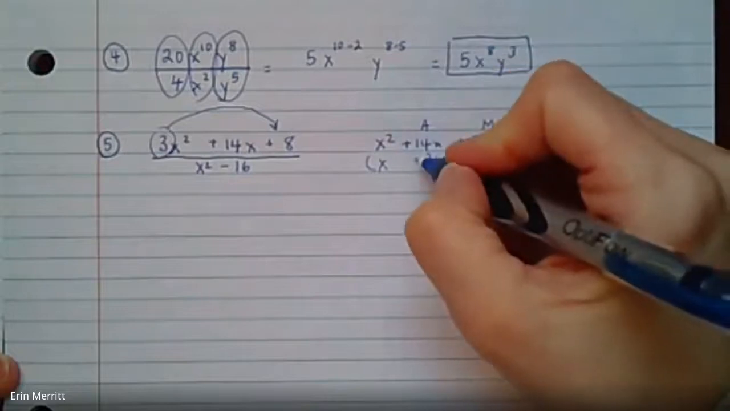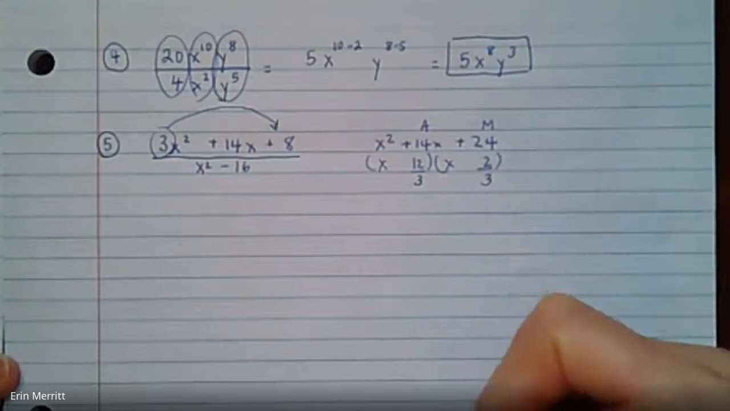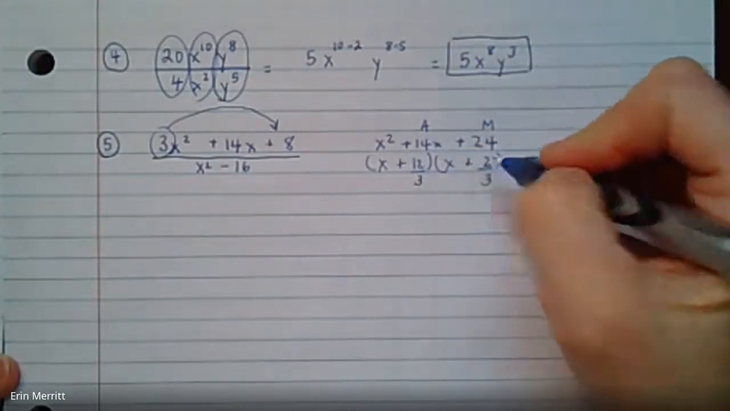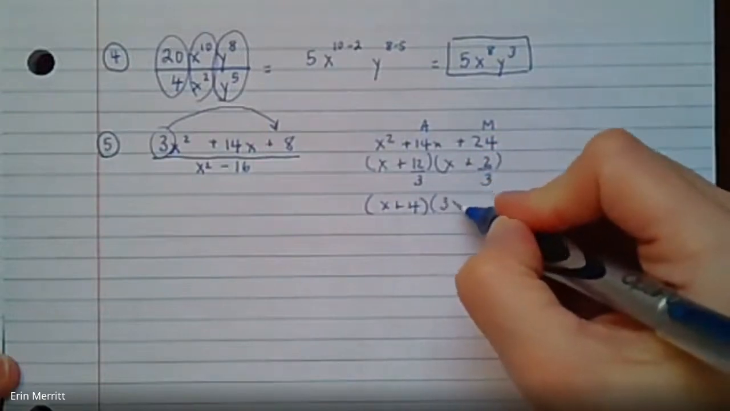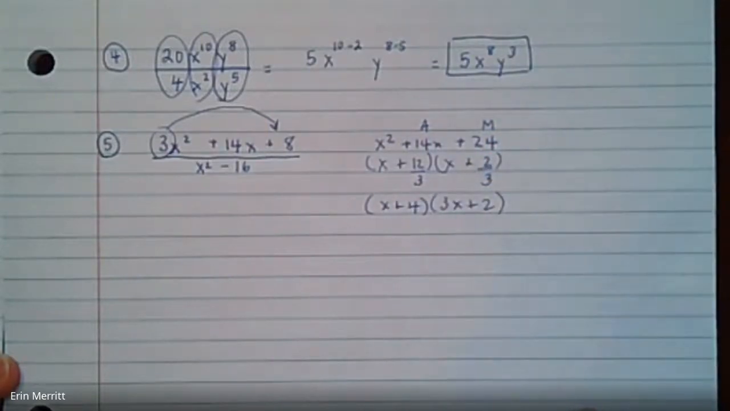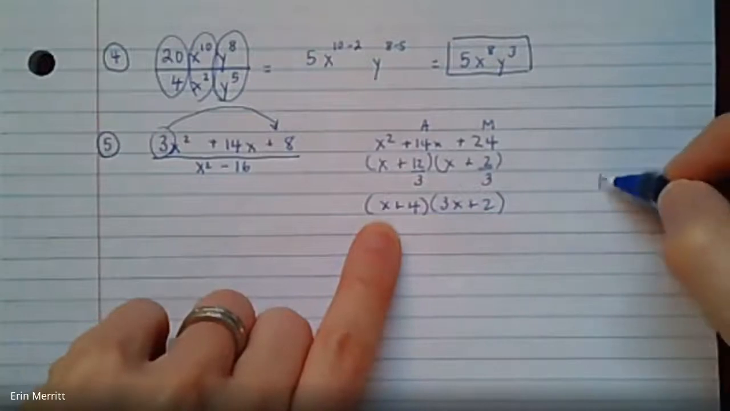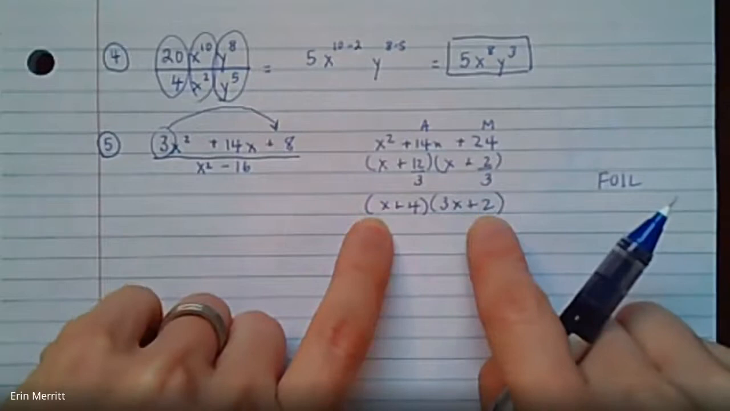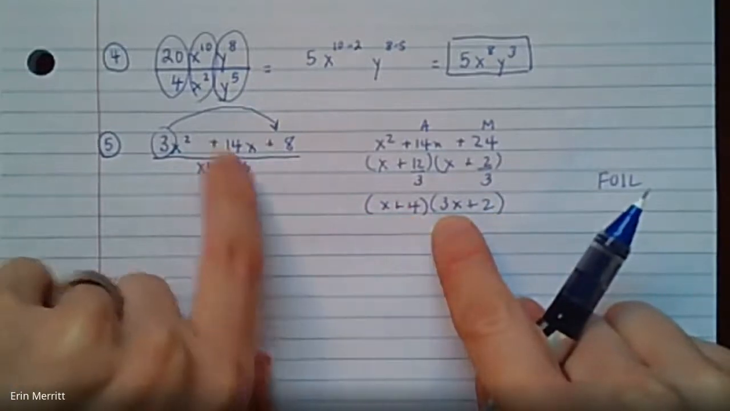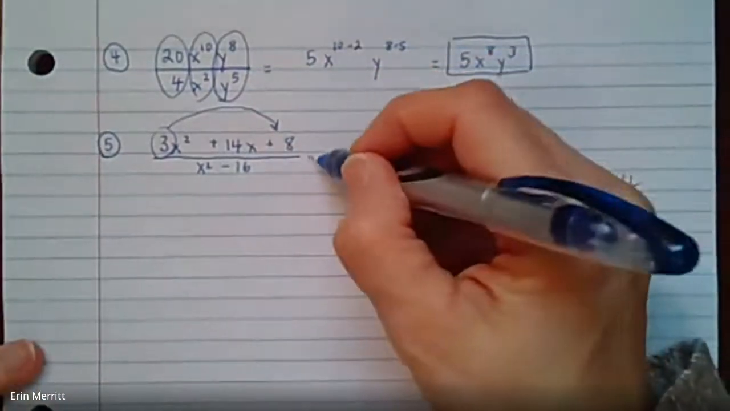So if we go 12 and 2, remind yourself to finish the process. Divide by that leading term. Whoops, they're both going to be pluses there. This will give us x plus 4. This will give us 3x plus 2. All right, now whenever we did this earlier in the year, I made you multiply it out to double check. Even if you do a mental check. So if we run through foiling in our head, first gives me 3x squared. Outside is 2x. Inside is 12x for a total of 14x. Last will give me that plus 8.